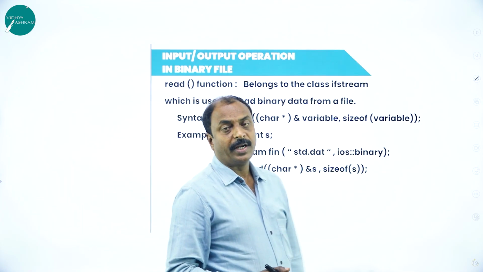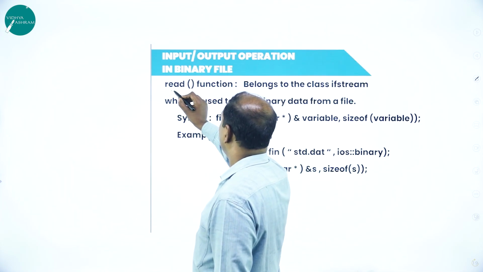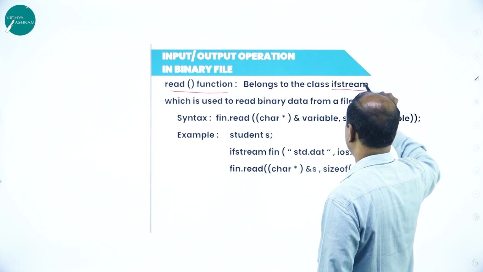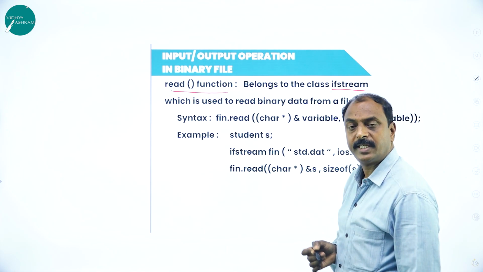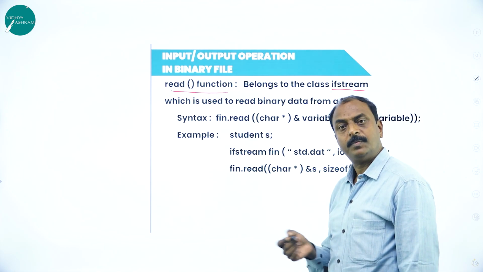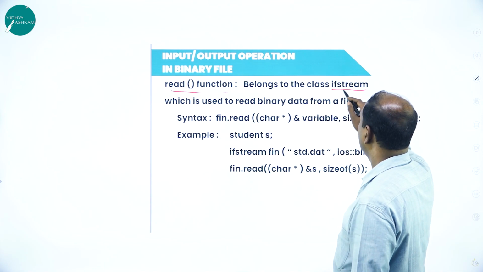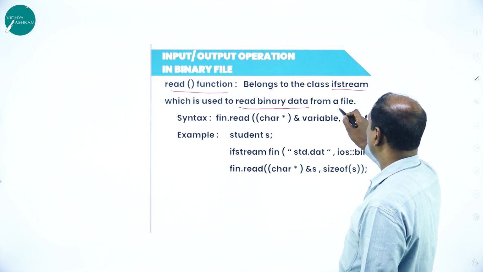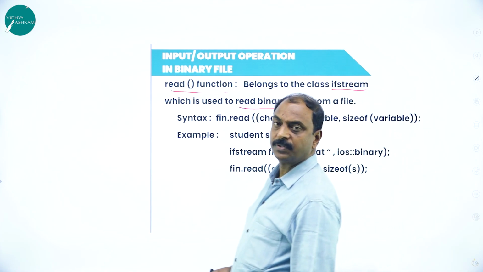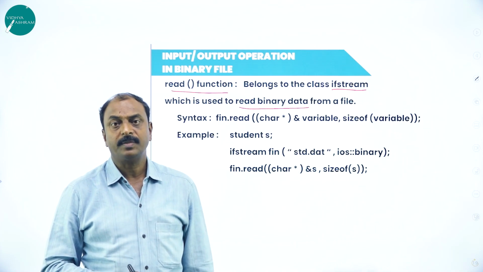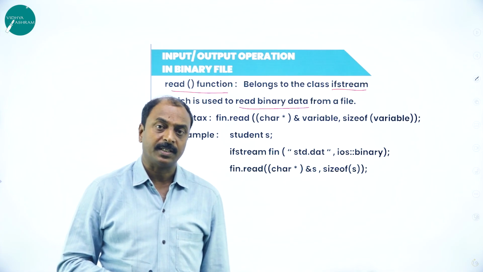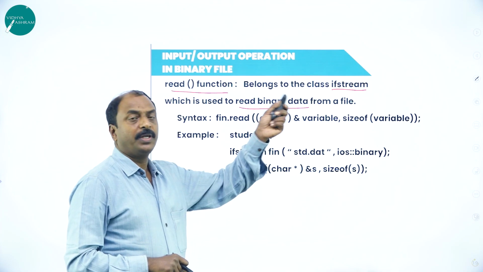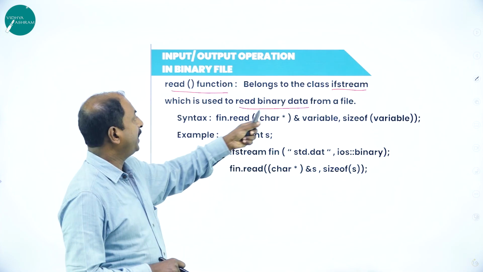Next one is the read function. This is again on a binary file. It belongs to the class ifstream, where i stands for input. It is nothing but an input operation, so we can read the data, and it is used to read binary data from a file. If you observe, we use the get function to read a character in a text file, but here we are using the read function to read data from a binary file.